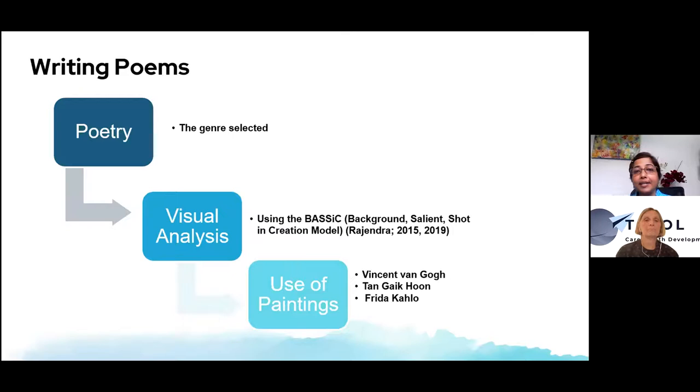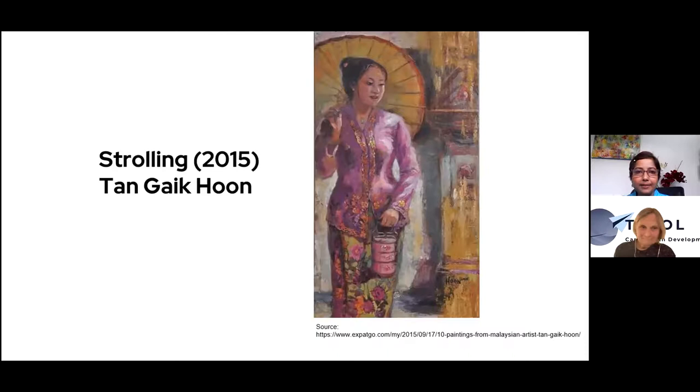And for this semester, I used the paintings from Vincent van Gogh, Malaysian Tan Gek Hun, and Frida Kahlo. These painting images are all available on the internet. And if you go to MoMA's website, you could also use some of their images for classroom purposes. I think a lot of museums now allow their images to be used for classroom purposes. This is the painting, Strolling.